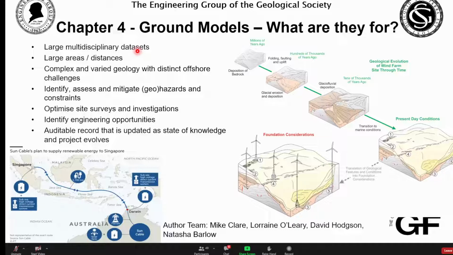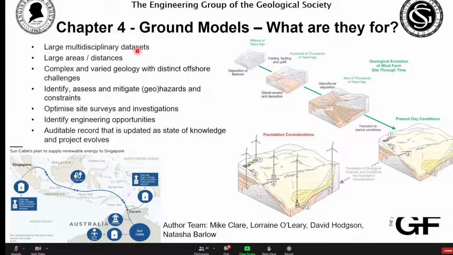So the justification for the ground model approach is basically to deal with those complex data sets, and to understand often large areas or long distance projects that may, even in small areas such as previously glaciated continental shelf, feature extremely vertically and laterally variable geology. This might bring quite distinct offshore challenges, be that different types of foundation, different types of structure, or distinct characteristics of the offshore environment and the geology itself.